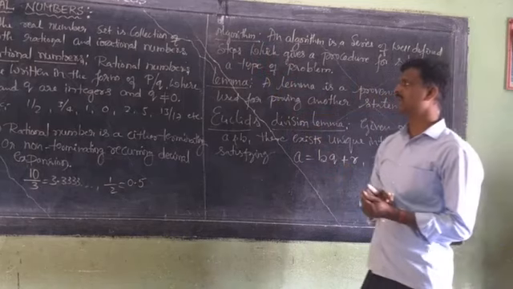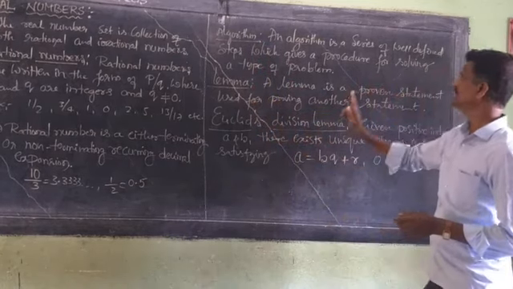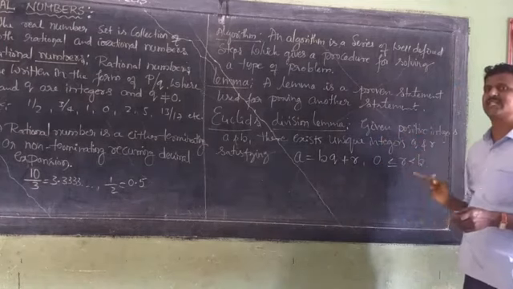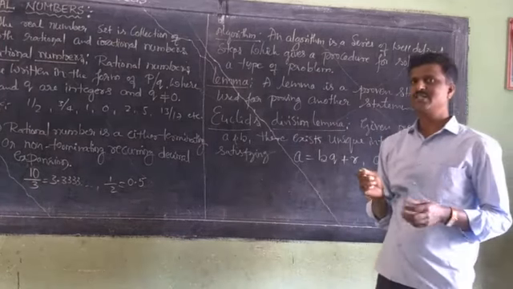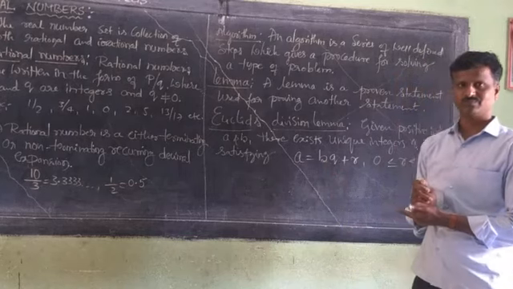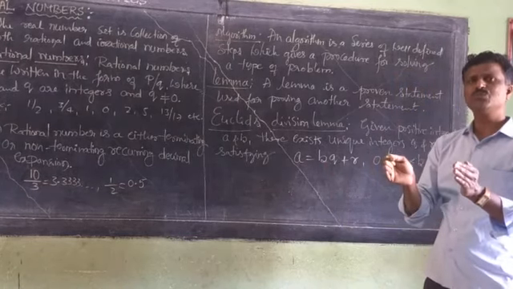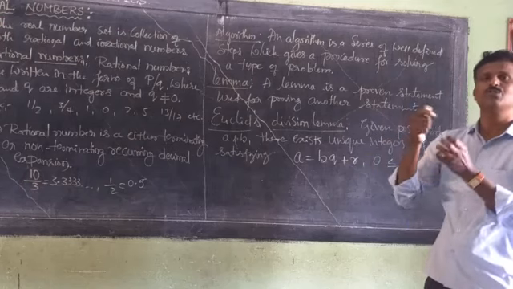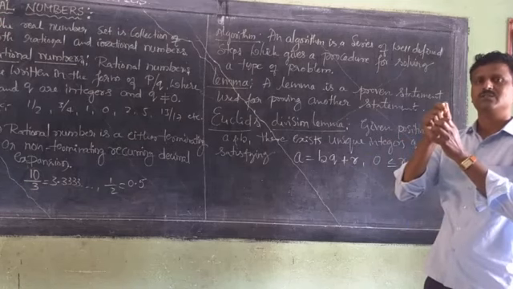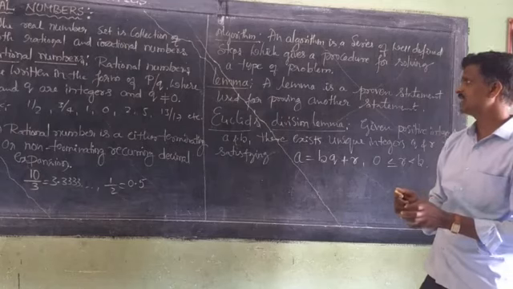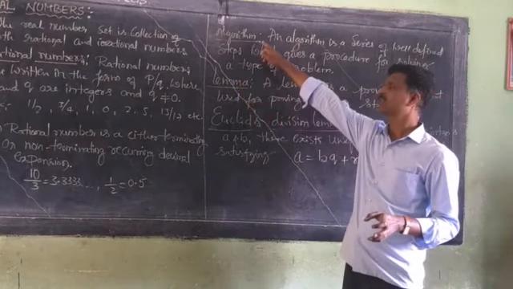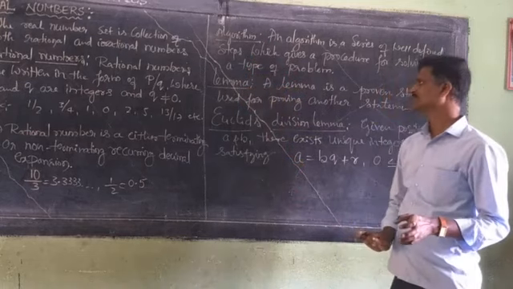And the next one is lemma. A lemma is a proven statement used for proving another statement. A lemma is an already proved statement. This can be used to prove another statement. Okay. One statement is used to prove another statement, which is called a lemma. These are the new concepts, algorithm and lemma.